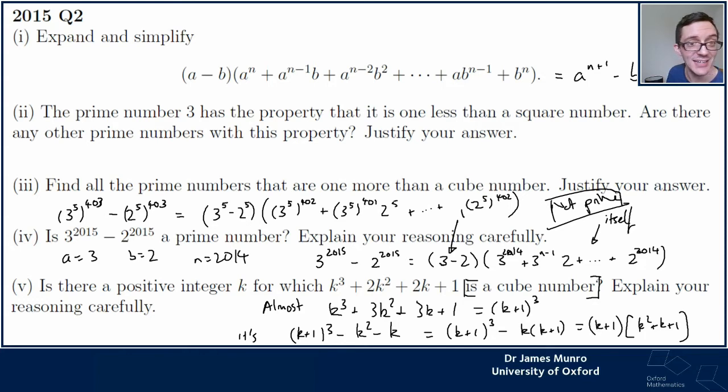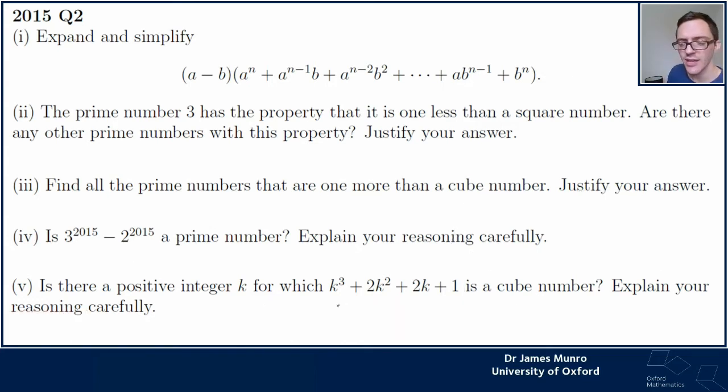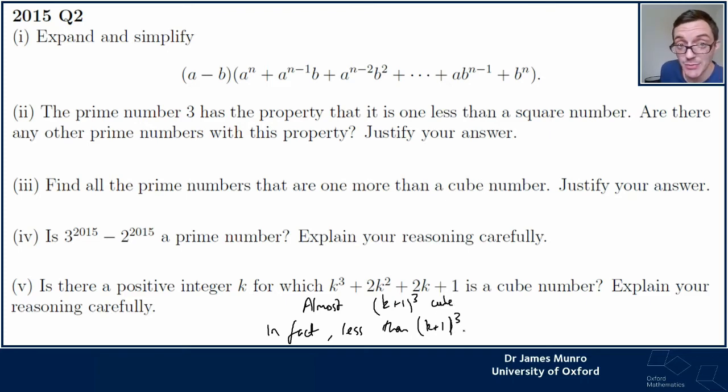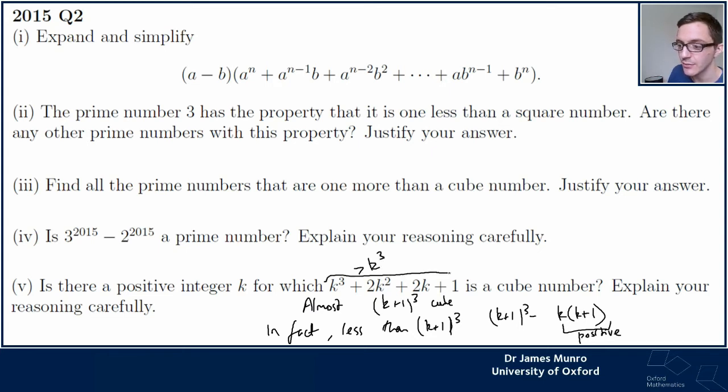People in chat there have had a different idea, and being able to pivot from one idea to another is an important skill, again. To say that this k plus 1 idea was pretty good, this is almost k plus 1 cubed. In fact, it's less than k plus 1 cubed. Why is it less than k plus 1 cubed? Because of the algebra we just wrote down, I suppose. It's k plus 1 cubed minus k plus 1, where this is some positive thing, because k is a positive integer. So it's less than k plus 1 cubed, but it's also bigger than k cubed, because it's k cubed plus some positive things. That means it's between k cubed and k plus 1 cubed.